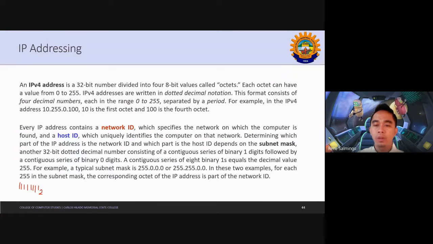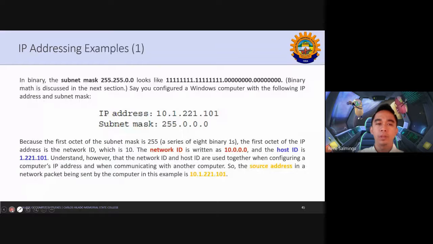Now, later we will try to check. These are examples of your subnet mask. This subnet mask is another 32-bit dotted decimal number consisting of a contiguous series of ones and zeros. In binary, the subnet mask looks like this. The binary math was discussed in the previous section, but you know that you will have this configuration.